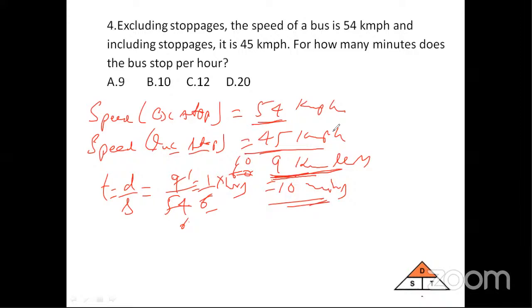So observe carefully. The difference was 9 kilometers, so the distance is 9 kilometers. For the speed, we have to take the faster speed, that is 54. We get 1 by 6 hours. We have to convert it back to minutes. We get 10 minutes.